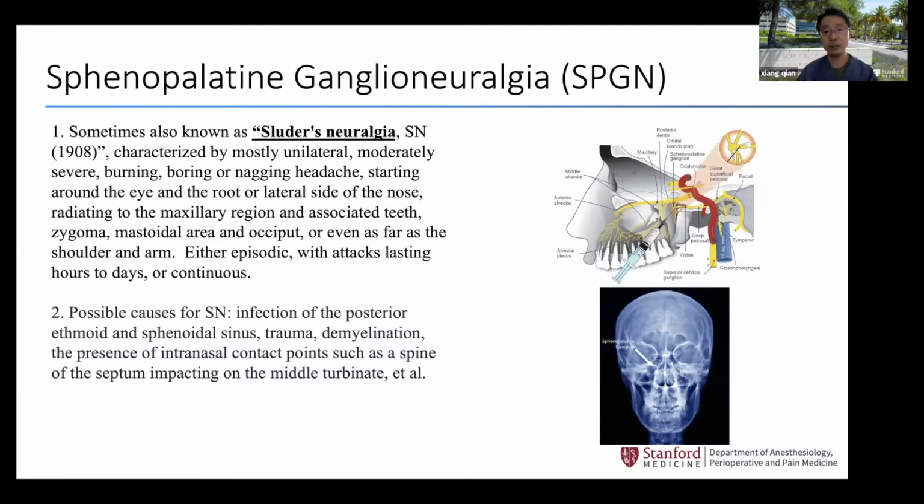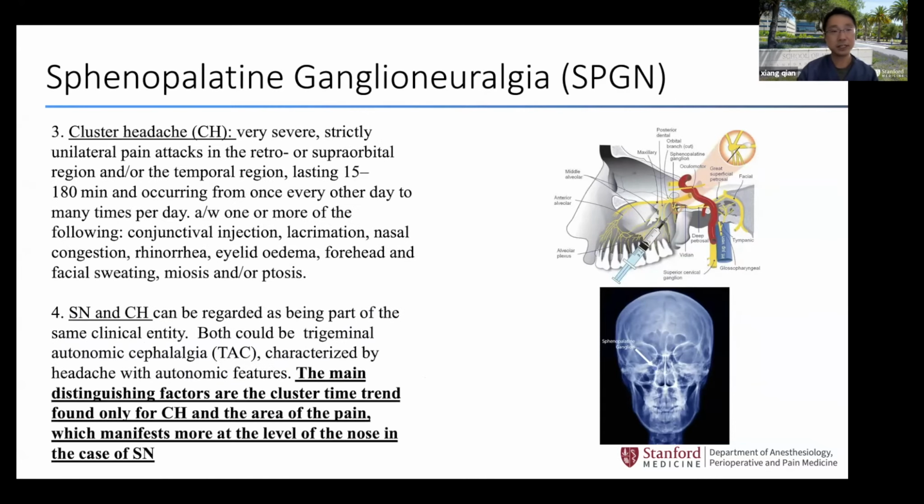And if you're trying to look for the causes, then yeah, maybe there's some infections going on there, maybe some chronic sinusitis. They may have multiple surgeries, trauma, and etc. And occasionally you may find some contact points, right? This is the contact point headache, as it used to be called, and then etc. And then you run into this definition, which is cluster headache.